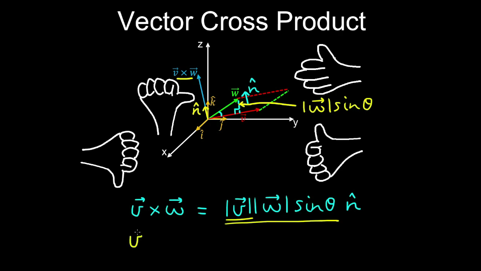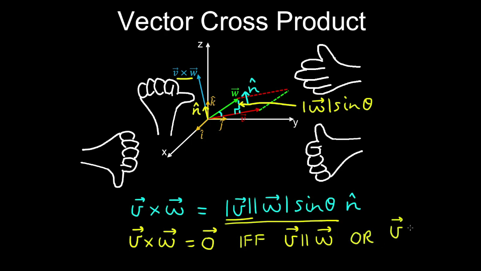Now the cross product between v and w results in a zero vector if and only if both vectors are parallel. So v is parallel to w, or either vector is the zero vector. So if v is a zero vector, or w is a zero vector, meaning the area of the parallelogram will be 0 in these cases.